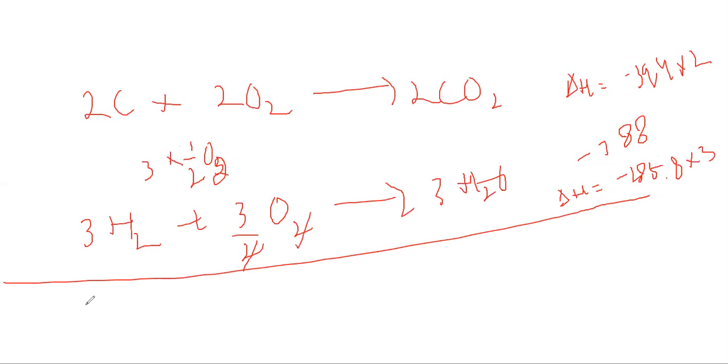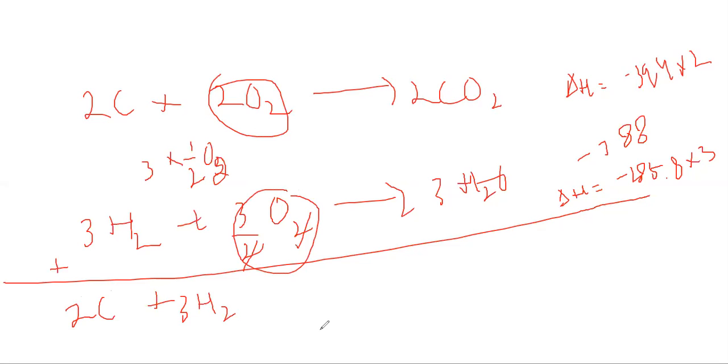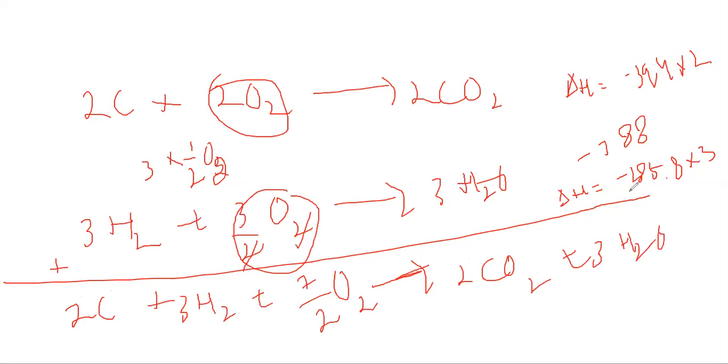Okay, let's add these equations. 2 carbon plus 3 moles of hydrogen, add this one and this one, oxygen. It will be equal to 7 by 2, 7 by 2 moles of oxygen. Add this, this is a product now, 2 moles of carbon dioxide plus 3 moles of water. Now add the enthalpies also. Minus 788 minus 857. Also add these enthalpies.